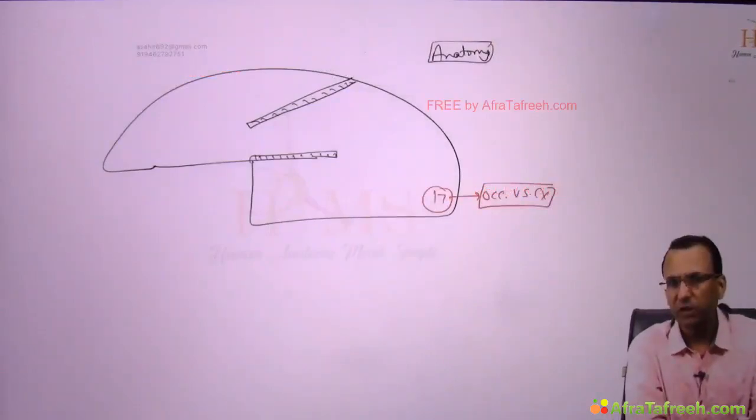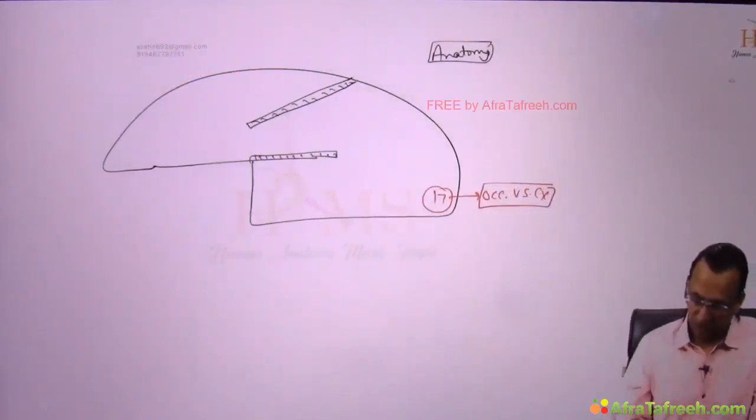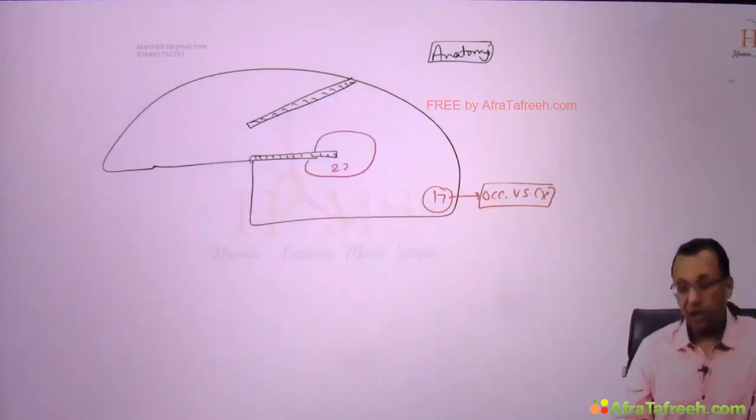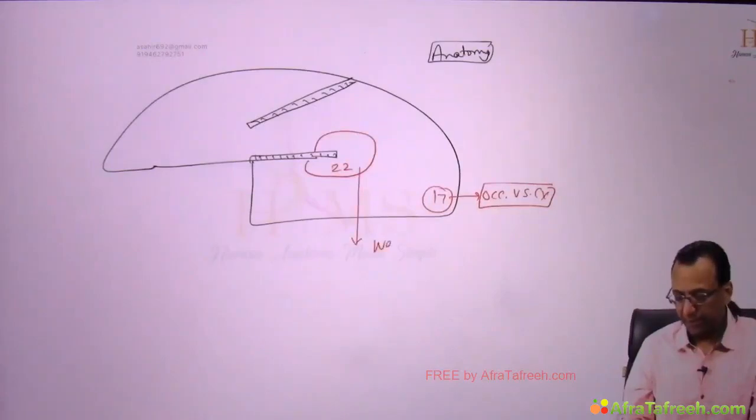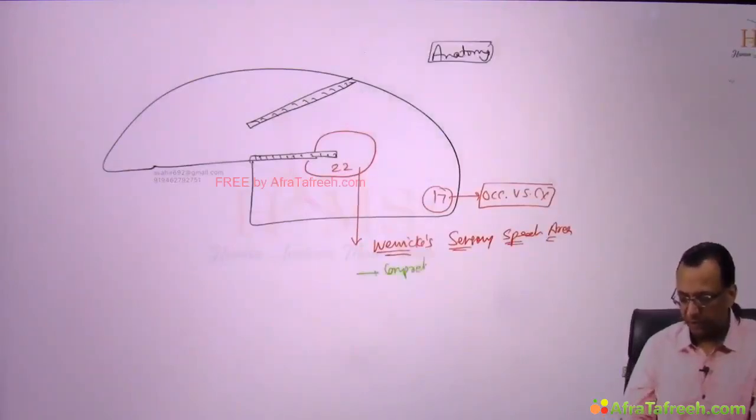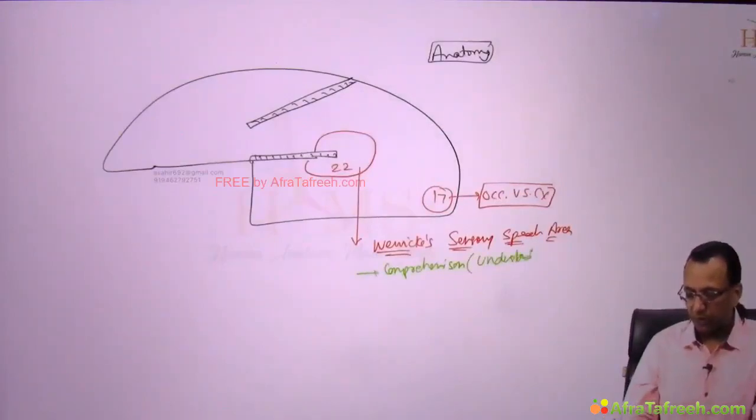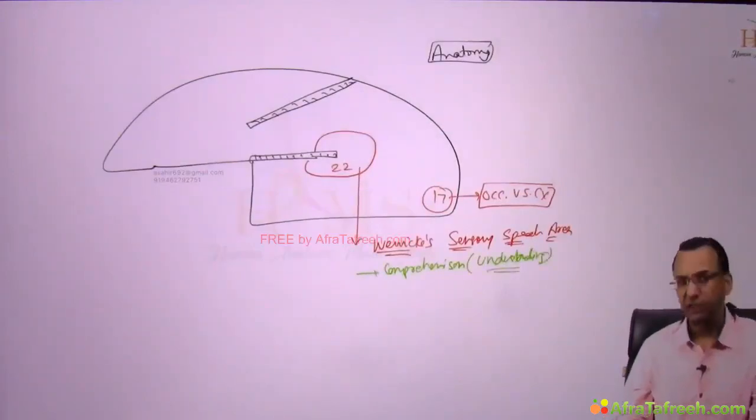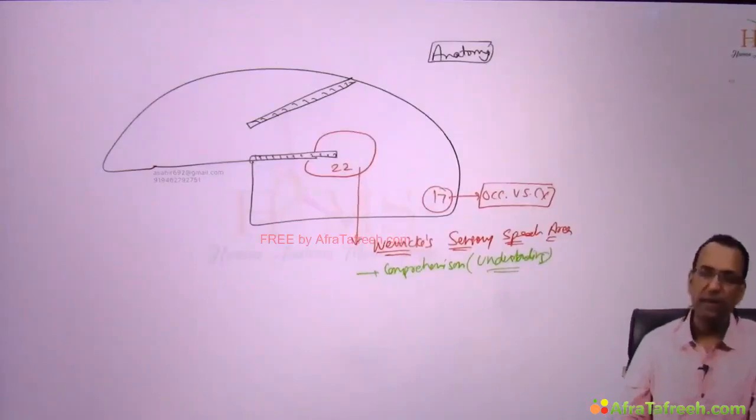Yes. Then what is activated? This. What is this? Area number 22. What is area number 22? It is actually Wernicke's sensory speech area. If you say it is a Wernicke's sensory speech area, what is the Wernicke's sensory speech area for? Actually, it is for the comprehension of language. What do you mean by comprehension of language? Comprehension means understanding of language. Okay, so this is the area which will help me understand the language. Yes. And which area will be activated after that?